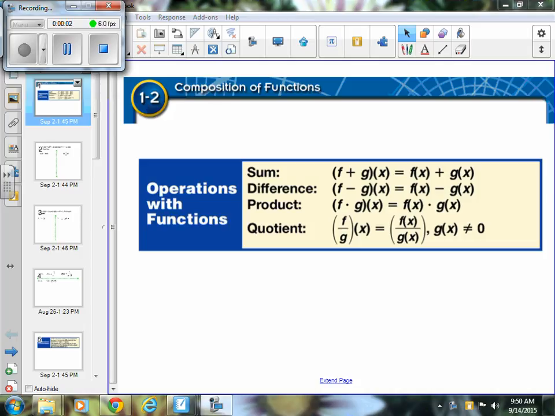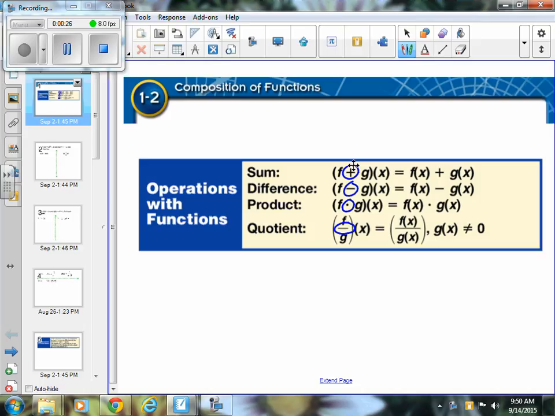Okay, everybody, this is section 1-2, composition of functions. Basically, this lesson is all about all the different operations you can do with different functions. So you can do all the basic big four: sum, difference, product, quotient. Basically, what they're going to have in between the names of the functions, the f and the g, is the operator symbol. So whatever operation symbol is connecting them, those are the operations that you're going to be doing.